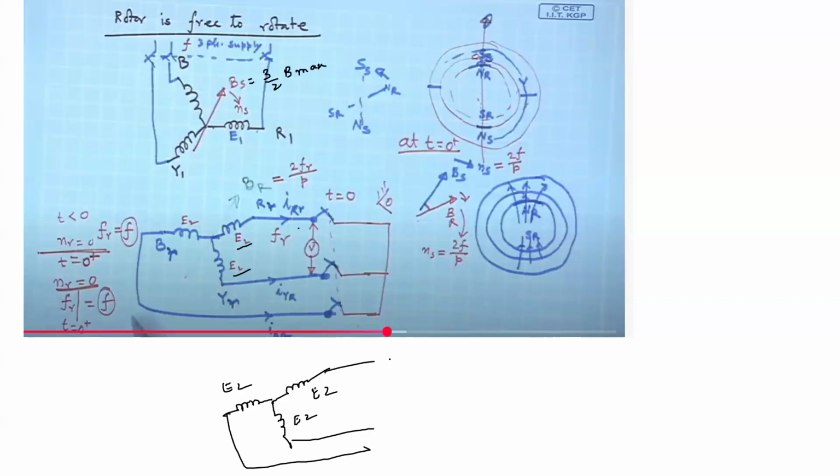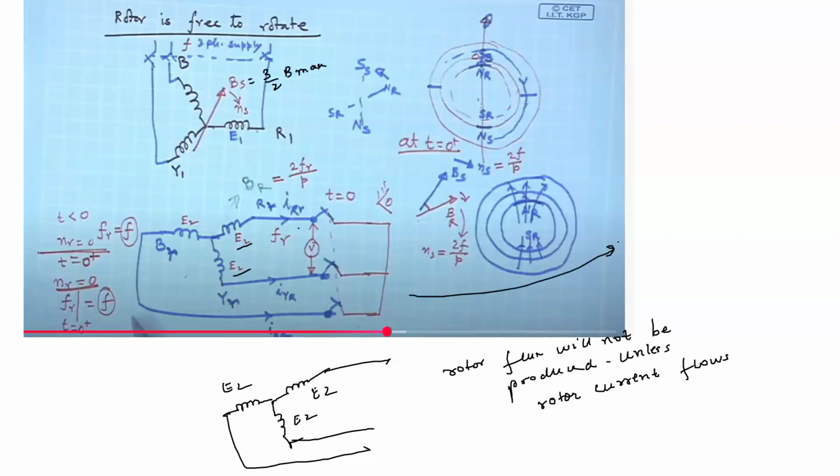but rotor flux, remember, will not be produced unless the rotor current flows. Okay, so rotor flux will not be produced unless rotor current flows. So for making the rotor current flow, what we generally do is short circuit it. So when we short circuit the rotor windings, it is called a squirrel cage induction motor.